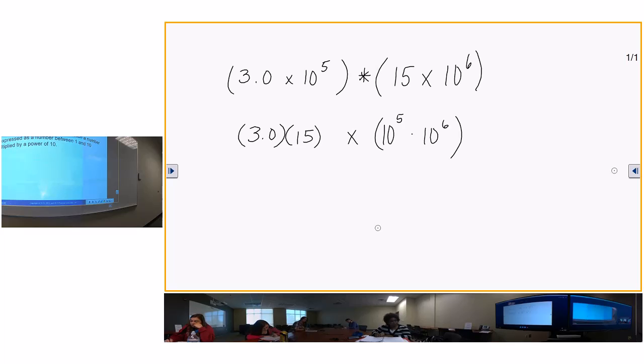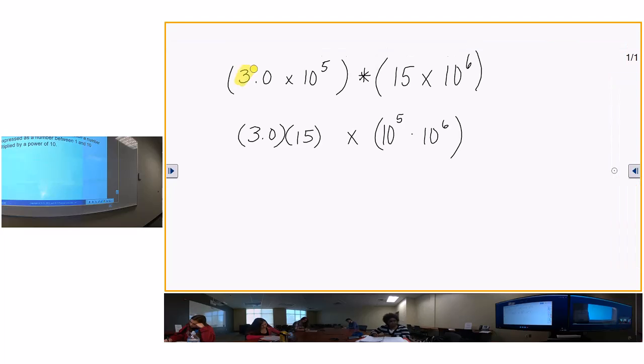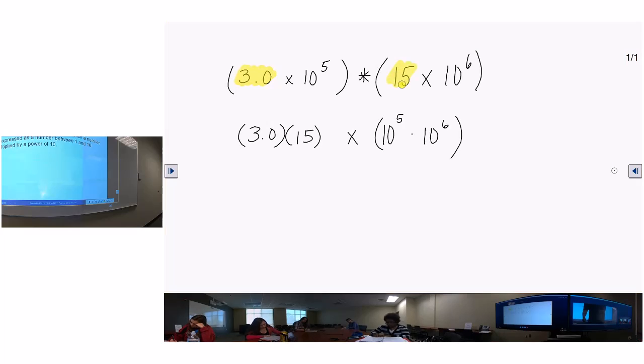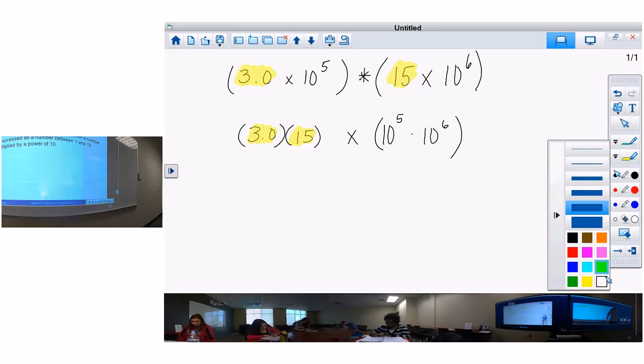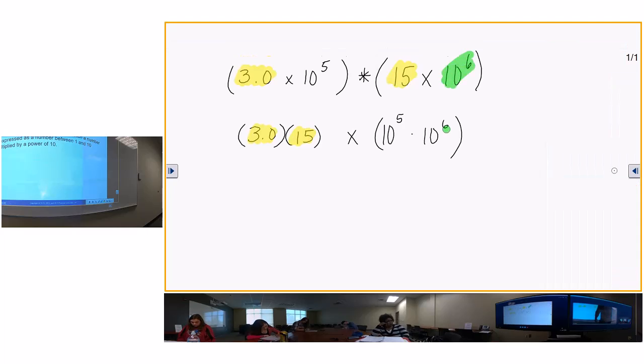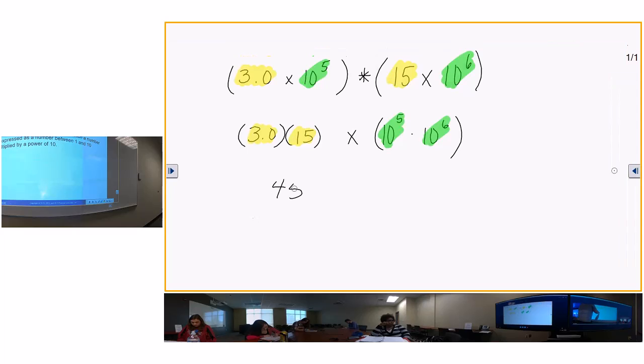Okay? So what did I do? I took the two numbers, dang old highlighter, I took those two and put them right here. And then I took, dang old green highlighter, these two numbers and put them here. Question. Now, you don't have to be a rocket scientist to multiply 3 times 15. 3 times 15 is what? 45. Thank you for interaction.